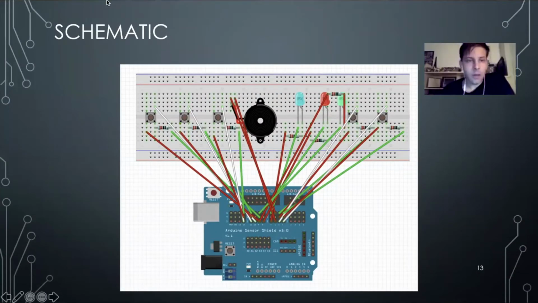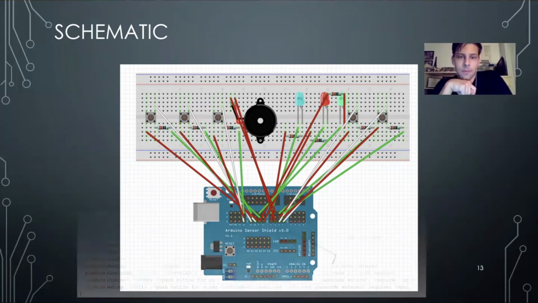All right, thank you, Brian. So here we have a cleaner looking schematic of the Arduino sensor shield and the Arduino Uno that we have. We have wires going from the various buttons that we just showed you. We have the speaker, we have LEDs, and we have more buttons.